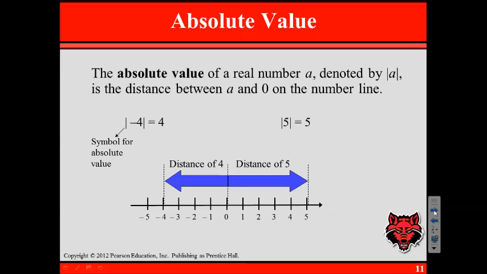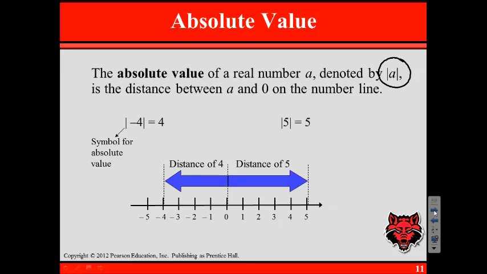Also, when dealing with number lines, sometimes it's important to know the distance of a particular number from 0, regardless of if that distance is to the left or to the right. We denote that distance by taking the absolute value of a number. So the absolute value is denoted by a number inside these vertical bars. And this is the distance between a number and 0 on the number line. And this value is always positive.